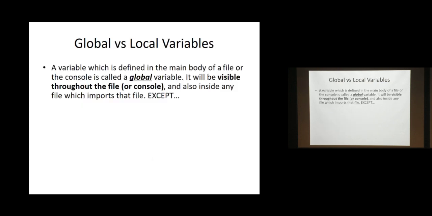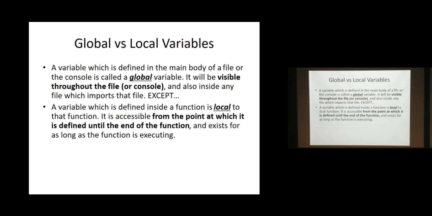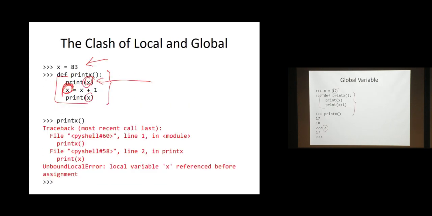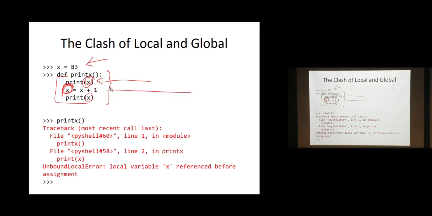Okay? So that's the rule of variables. A variable defined in the main body is called a global variable. It is visible throughout the whole file or console, right? Except that a variable defined inside a function is local to the function. It is accessible from the point at which it is defined until the end of the function. So look at this one here. I define a variable here, and it is used here. It is not used above. And therefore, those x above are used but not defined. They are problematic.